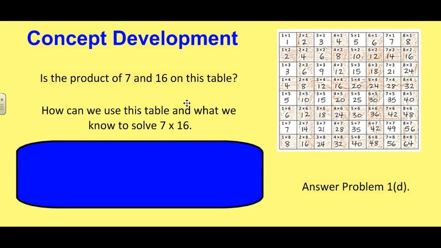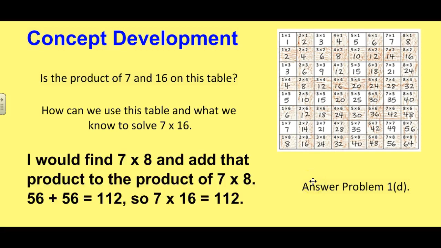So you're going to be looking at it just like they did in part C, where they broke apart a number. And in this case, what number are you going to have to break apart to help you solve this? You're going to have to break apart the larger number, so we're going to have to break apart the 16. So it's going to be 7 times something and 7 times something. So how can you use this table to help you solve 7 times 16 whenever we're breaking apart the 16? I want you to find 2 facts on this table that will help you solve 7 times 16, and I want you to write those 2 facts on your board.